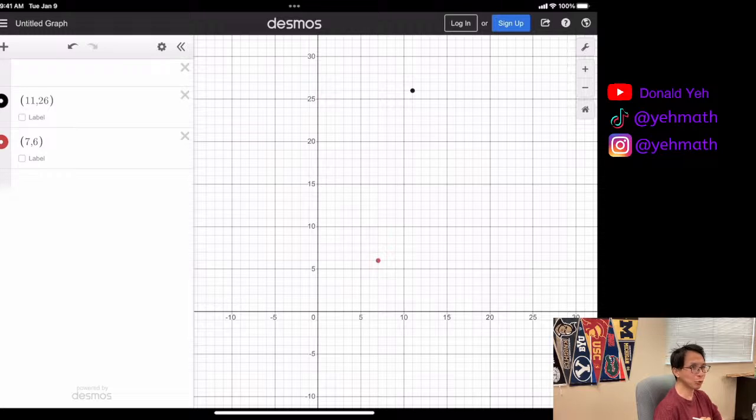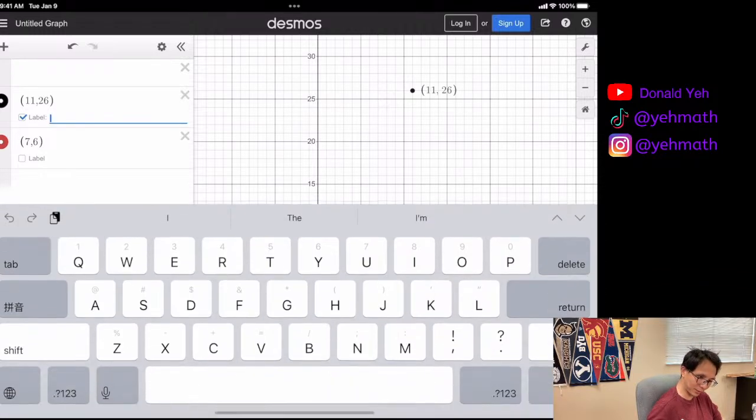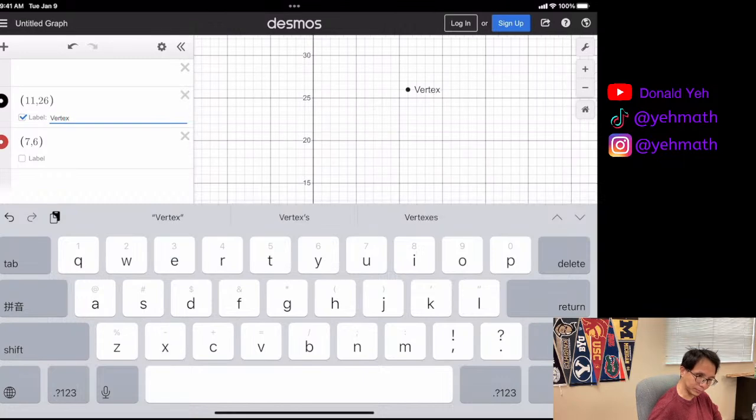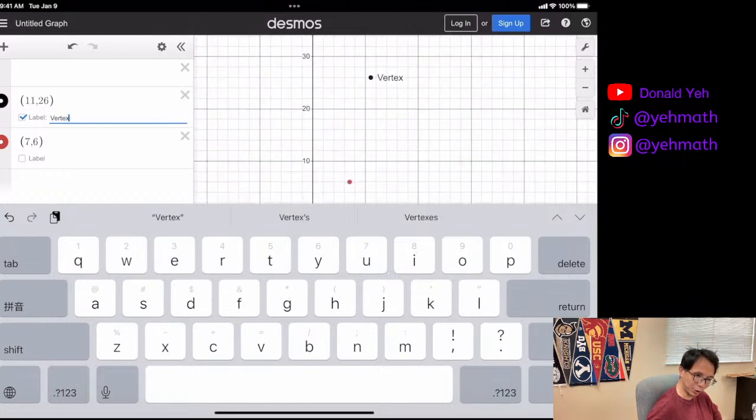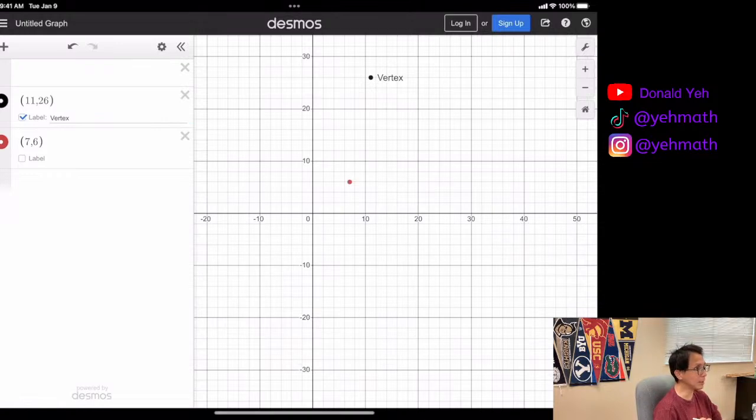How do I construct a parabola that has 11, 26 as a vertex? I'm going to label this as the vertex. You only need 2 points to graph a parabola, believe it or not, but 1 point has to be the vertex. How would you propose to build an equation that goes through those 2 points? Yes, y2 minus y1 over x2 minus x1. No, that would be the equation of a line, so that doesn't help you because right now it's quadratic.